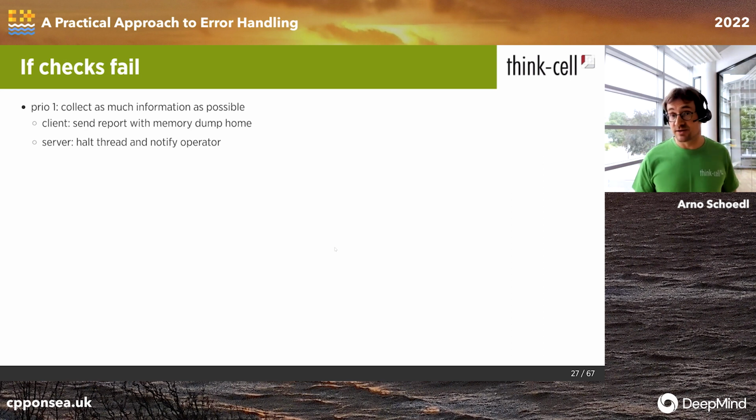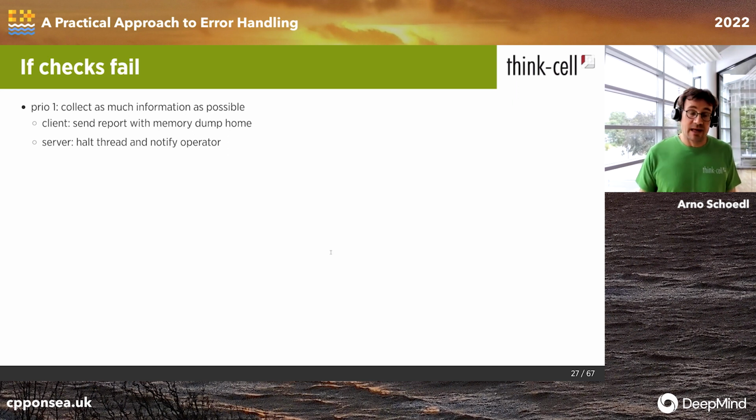It may happen only on the customer machine. Then we are trying to gather as much information as possible in a memory dump, and send that memory dump home. Send the memory dump to us at ThinkCell for analysis. Now, if it happens on the server, it's much better actually. You can actually stop the thread and notify the developer or the operator and let them hook up with the debugger onto the server and see what went wrong.